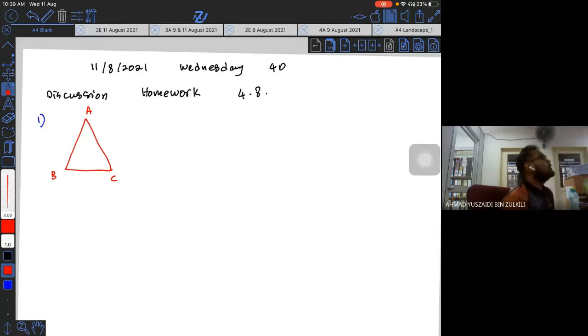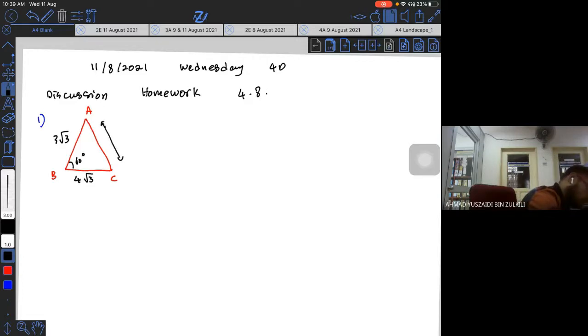Given angle ABC is 60 degrees, so here is 60 degrees. Length AB is 3√3 and length BC is 4√3. Find the length of AC. They want us to find AC. So first and foremost, what is your first step? What did you do first?